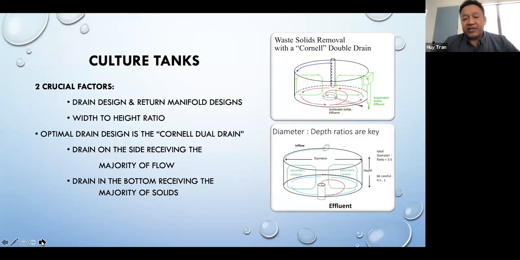The crucial factors in a tank design are where the drain is located, the return manifold design, and the width to height ratio. The optimal drain design so far is basically the Cornell dual drain system. The drain from the side receives the majority of the flow, and the bottom drain takes just the heavy effluent. That way you can divide up the flow and go with a smaller mechanical filtration, which is a pretty major cost.